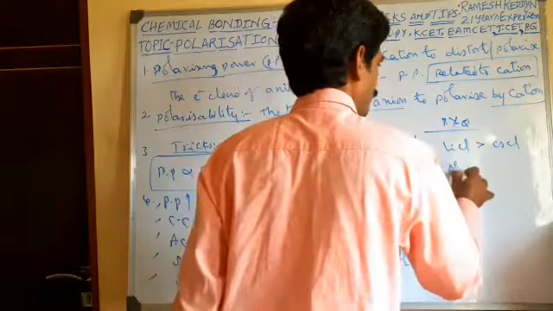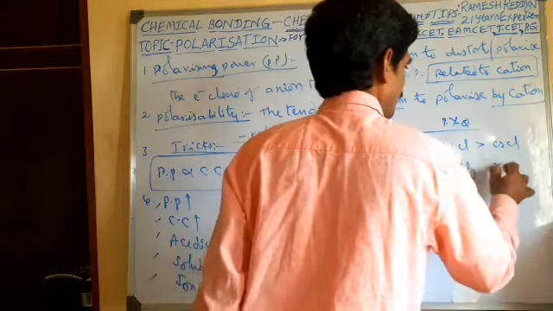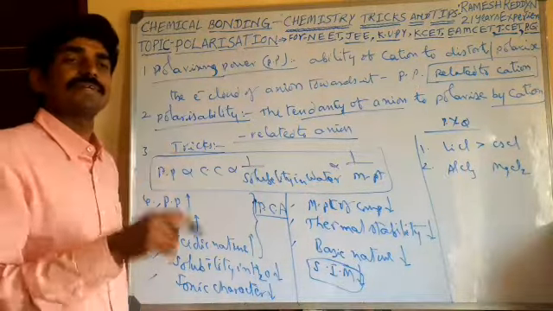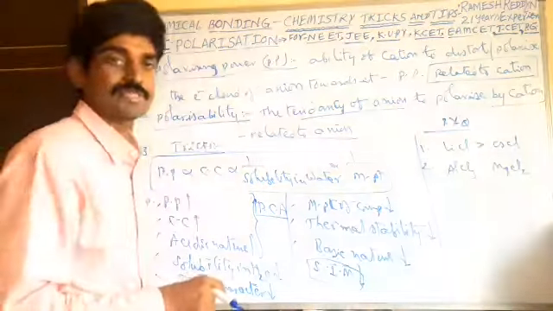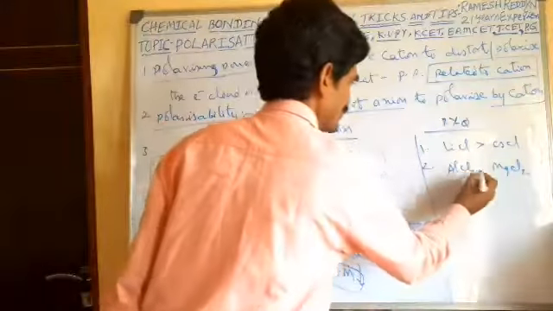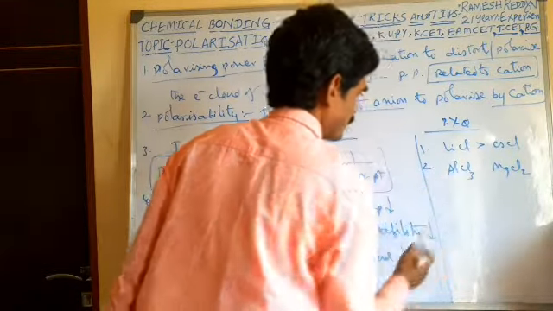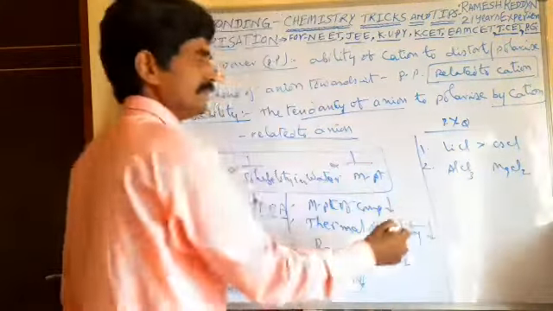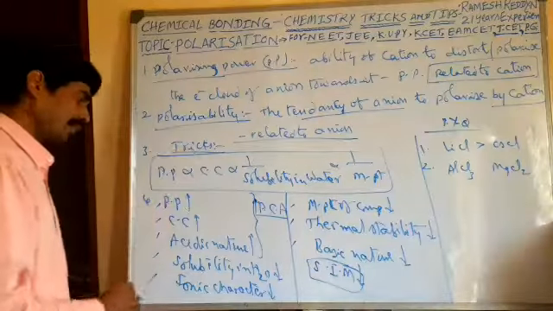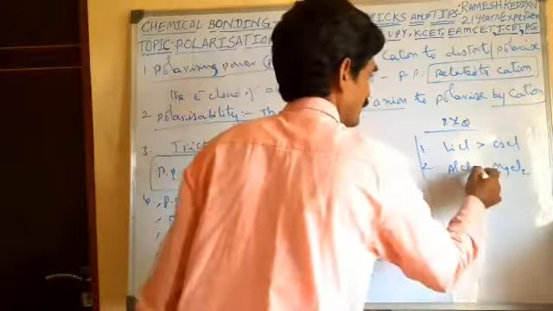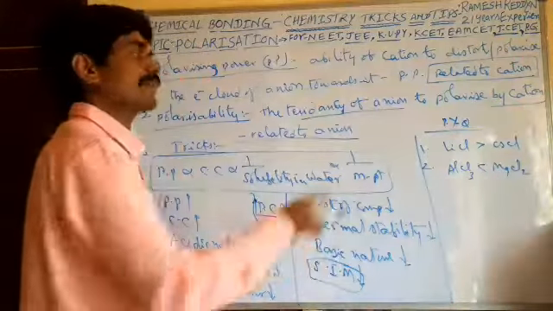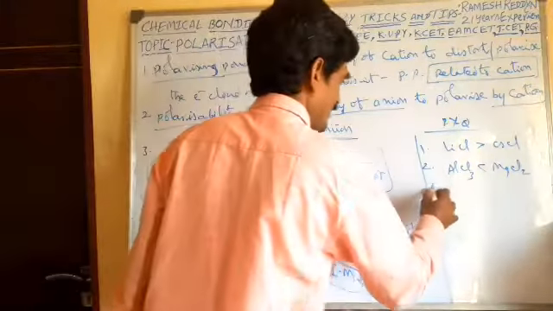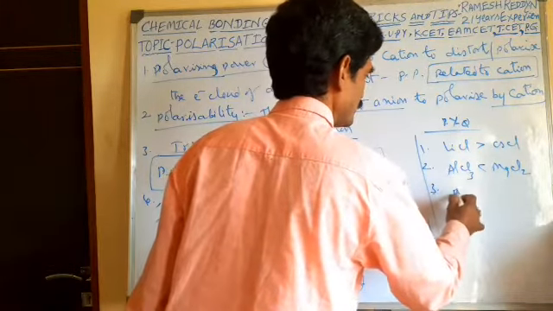Next one, take it here, aluminium chloride, that is AlCl3, and magnesium chloride. Which one has the highest melting point and which one has the least melting point? This is also a previous year question. In aluminium chloride, the polarizing power is more, covalent character is more. So if covalent character is more, then melting point of the compound is less. So AlCl3 has a lower melting point because of high polarizing power and more covalent character. Got it?